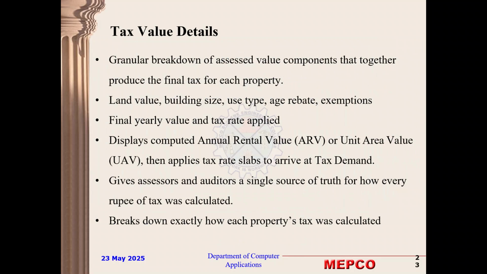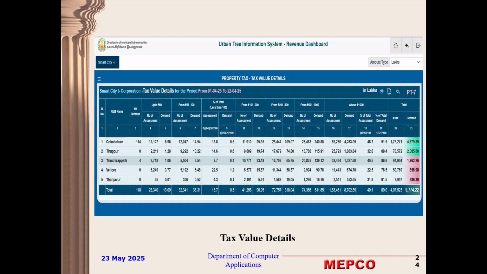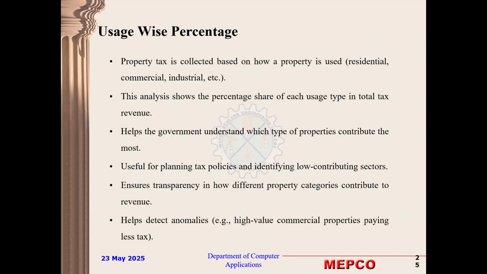Tax value details. In the previous module, we saw the new application status. After approval of the new application, a certain tax is allocated to that assessment. Then it gives assessor and auditor a single source of truth on how every rupee of tax was calculated, a granular breakdown of assessed value components that produce the final tax for each property. This is the tax value details. Here Tiruchirappalli does its job very well, so it indicates in green color. Tanjavur does not do its work properly, so it indicates in red color.